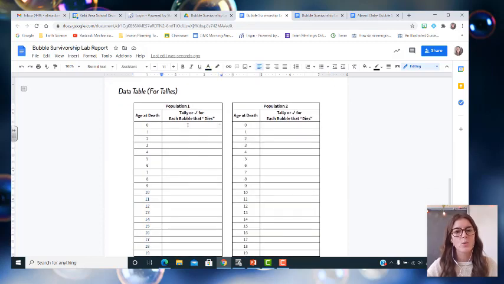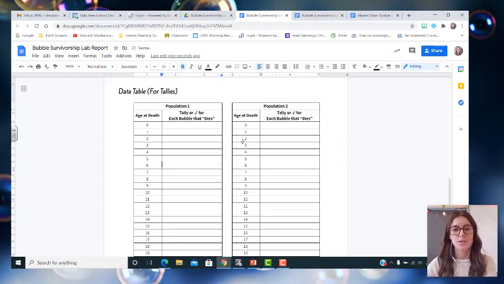So let's say that we did this and a bubble survived, and we found out that it survived for 4 seconds. What we would do then is place a tally under 4 seconds. And then the next bubble lives for 5 seconds. The next bubble, 3 seconds. Then we have another 3 second one, and another 3 second one, and another 3 second one. And then after a while, we would have 30 tallies.